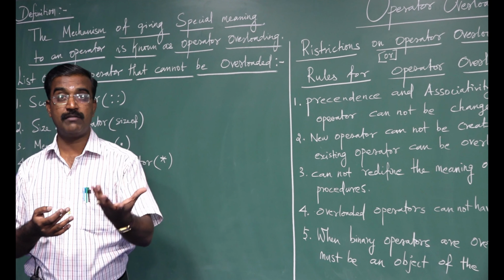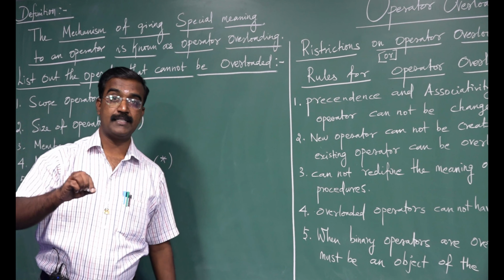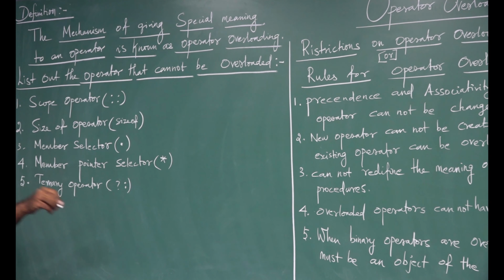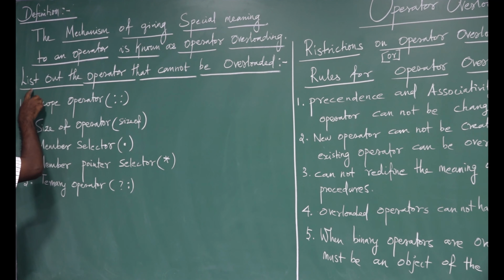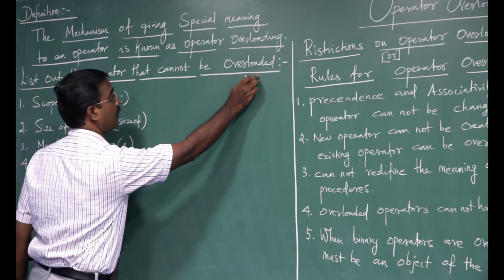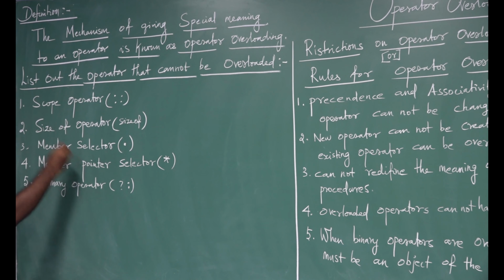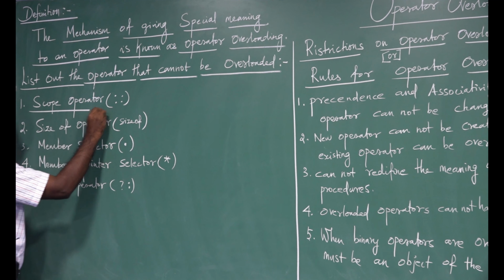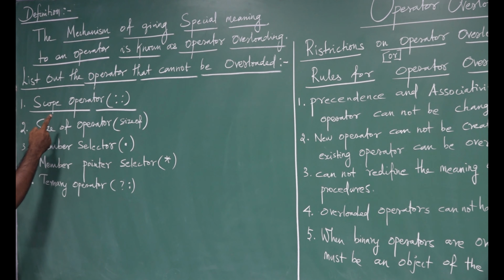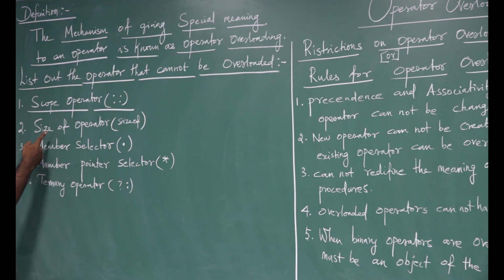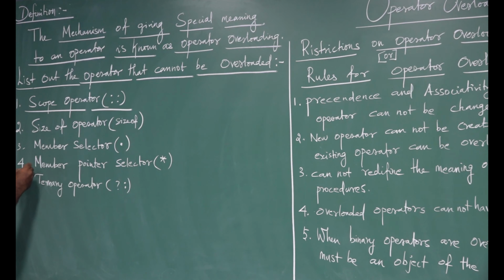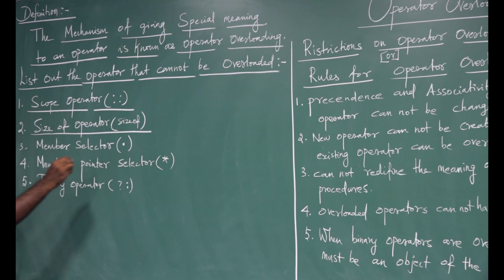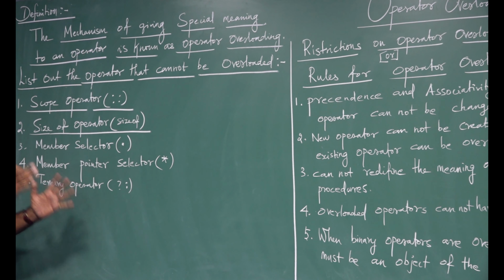These operators can be overloaded. But the question will ask, what are the operators that cannot be overloaded? This is important for 2 marks and 3 marks also. List out the operators that cannot be overloaded. Number one is the scope operator, which is the scope resolution operator. Number two is the sizeof operator, which gives the memory space, the bytes allocation.